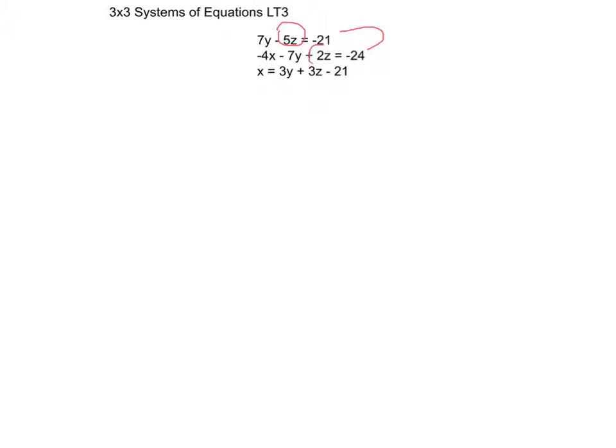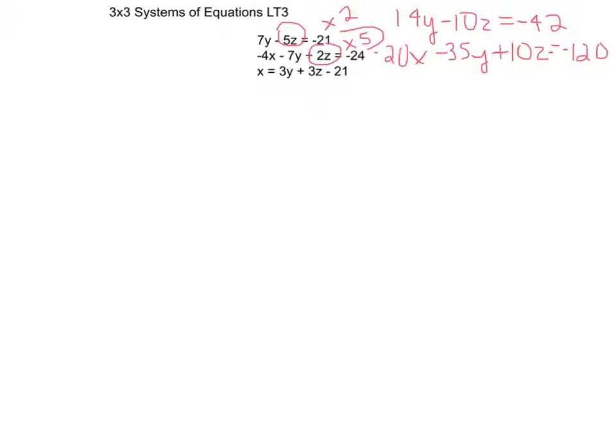z. Okay? Notice that one of them is a -5, one of them is a 2. So I'm actually going to multiply the first equation by 2 and the second equation by 5 in order to get a common coefficient that I could easily eliminate. So we're going to end up with 14y minus 10z equals -42. And then for the second one, we multiply it by 5. We end up with -20x minus 35y plus 10z equals, and -24 times 5 gets me -120, okay?